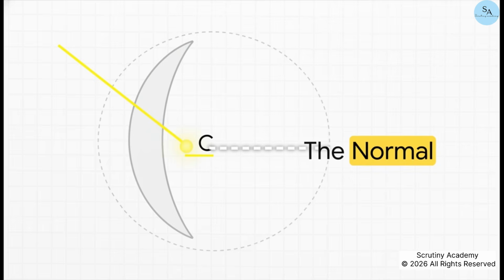So you might be thinking, if that law is always the same, what makes curved mirrors act so differently? Well, it all comes down to a special line we call the normal. Just imagine a tiny flagpole sticking straight out at a 90-degree angle from any single point on the mirror's surface. With a curved mirror, the direction of that flagpole, the normal, changes everywhere you go. And that is the secret.